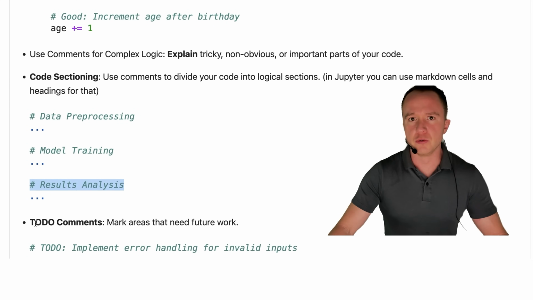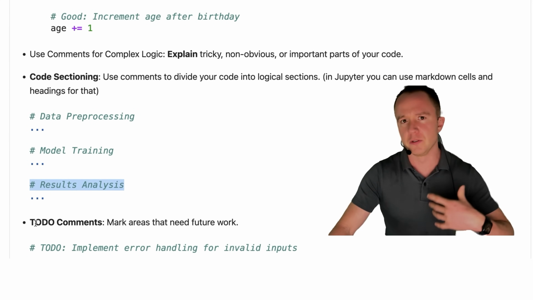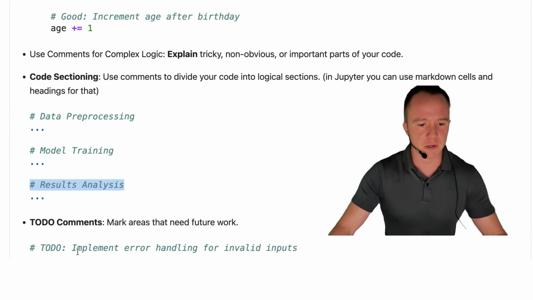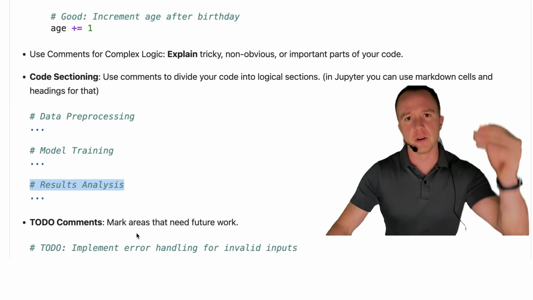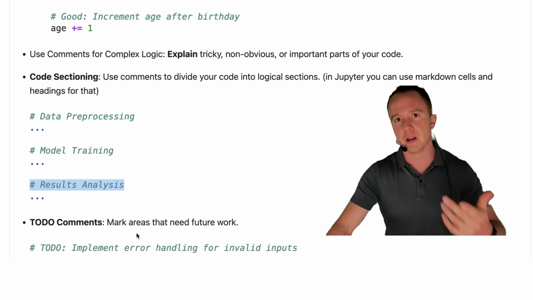The last one is to-do comments. So if you implement something quick and dirty and you want to remind yourself that you need to implement something else later, so for example, implement error handling for invalid inputs, this is something you can use to-do comments for. And if you then search for to do in your notebook or in your Python script, then you find all the right places where you still have work to do.